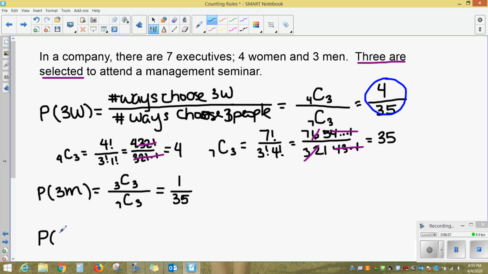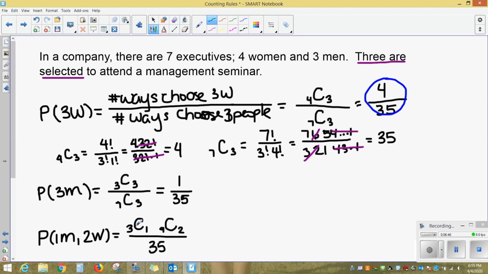Maybe I want to find the probability that we will send 1 man and 2 women to this conference. So our counting rules from the last section said if I want to, from the 3 men that I have, choose 1 of them, there's going to be 3 ways I can do that. 3 choose 1 is going to be 3. And if I have 4 women and I want to choose 2 of them, 4 choose 2, if I work that out, or I found the button hopefully on my calculator, that'll be 6.